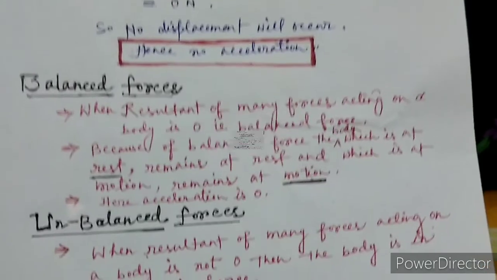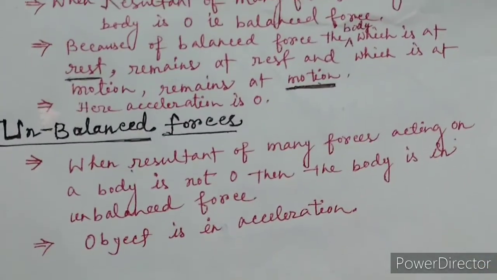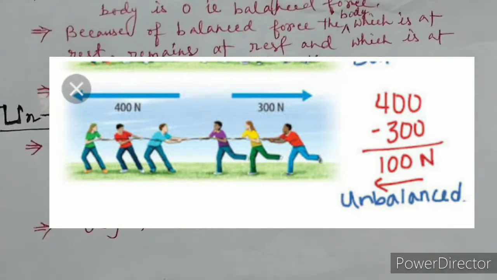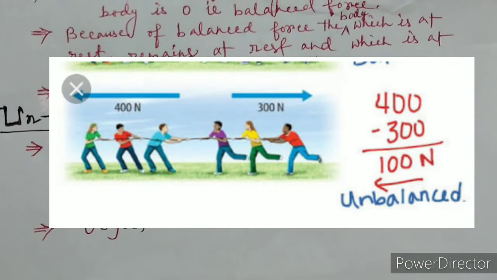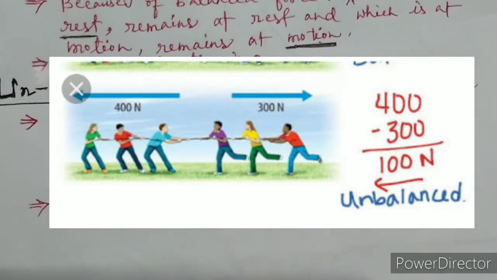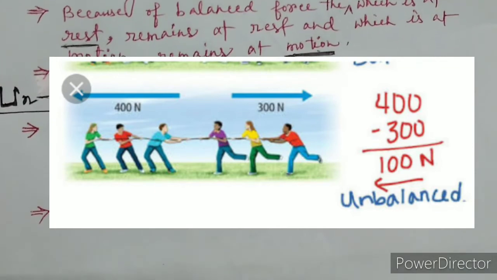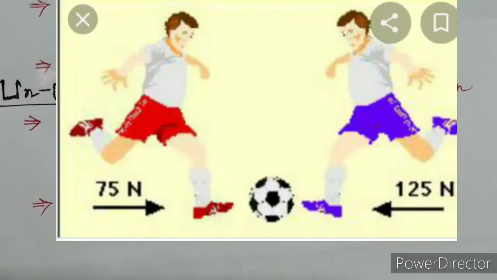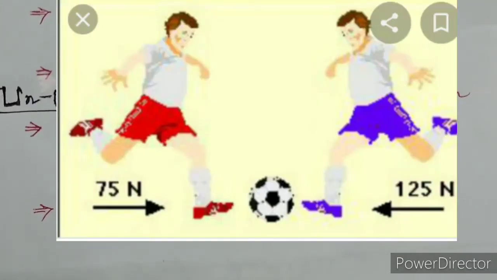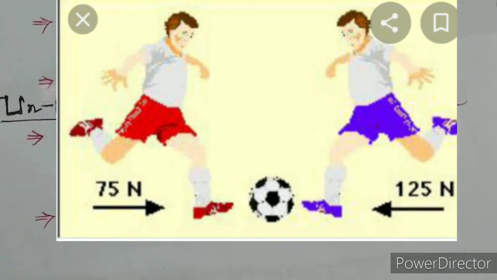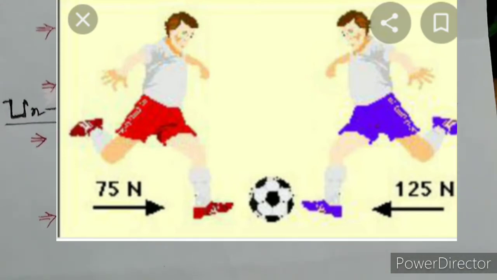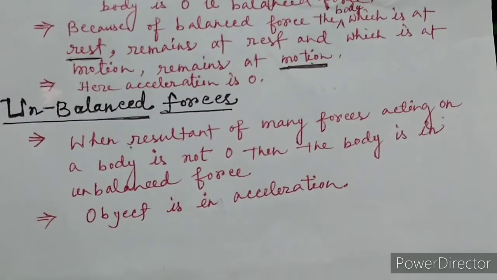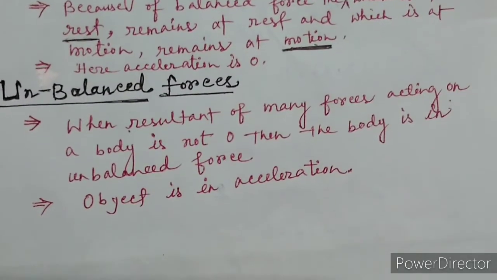And now unbalanced force. This unbalanced force is just the opposite of the balanced force. When the resultant of all the forces is not equal to zero, then the body is said to be under unbalanced force. And in unbalanced force, what happens? The object will be accelerated. Means there is some acceleration. And since there is acceleration, the body must be in motion. Means if it is at rest, then it may start moving, and if it is already in motion, then its speed must increase.